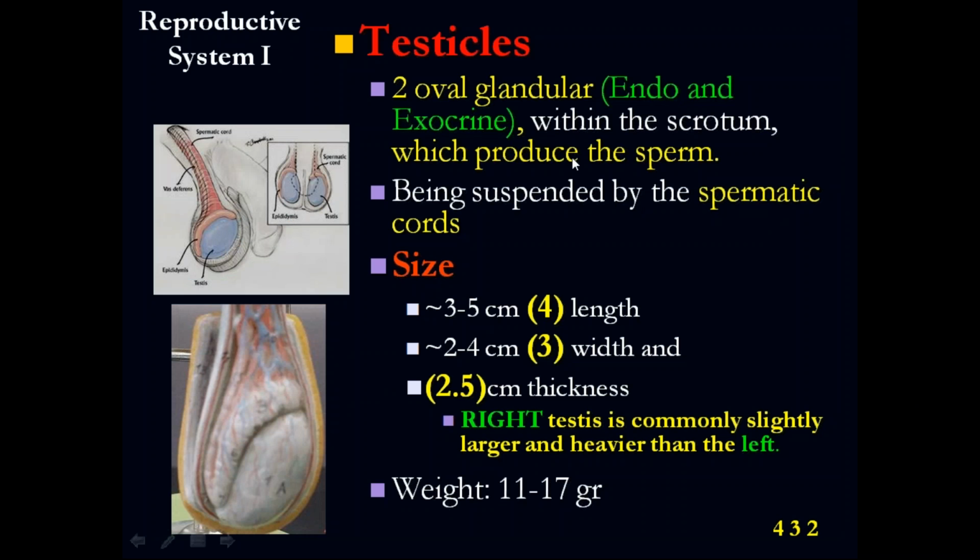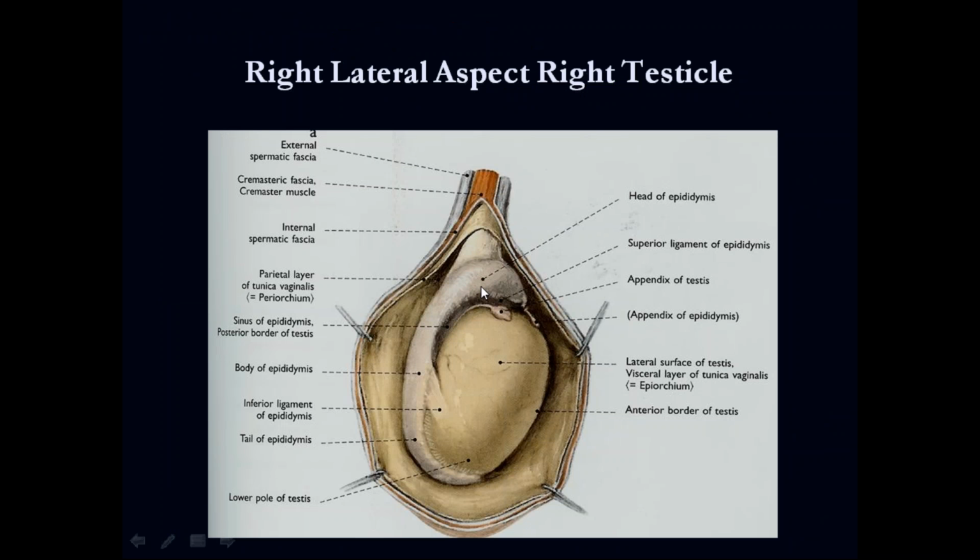Those are two glandular structures, endocrine and exocrine. Endocrine because they produce testosterone, and exocrine because they produce some substances, like, for example, we are going to see the seminal vesicle fluid and the prostatic fluid. All right, within the scrotum is where the sperm is going to be produced. And they are going to be suspended through the spermatic cord. What is the spermatic cord? It is this. The size is going to be 4 by 3 by 2. And we are going to see the layers.